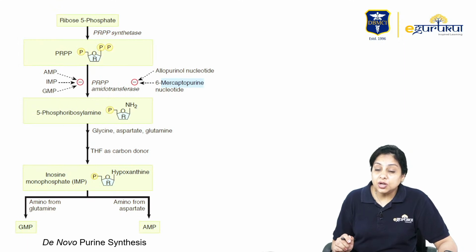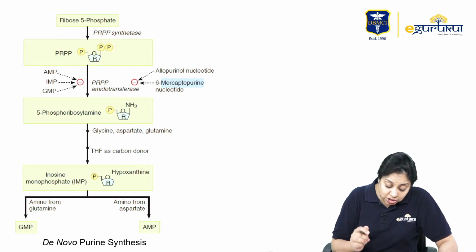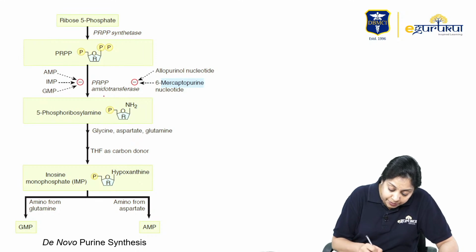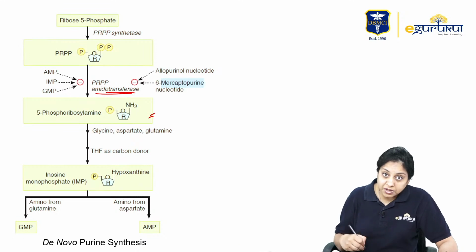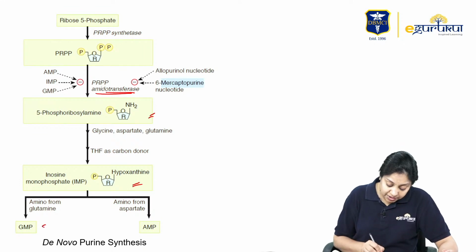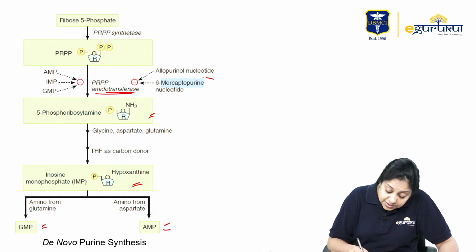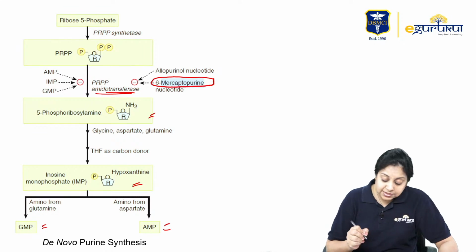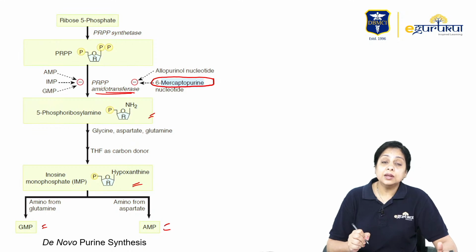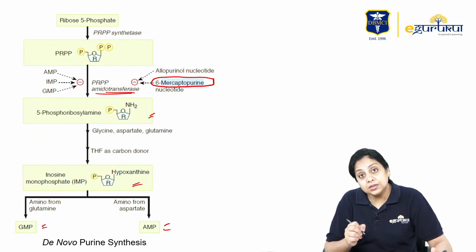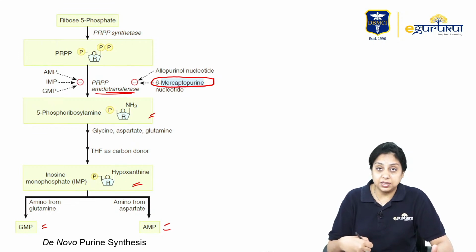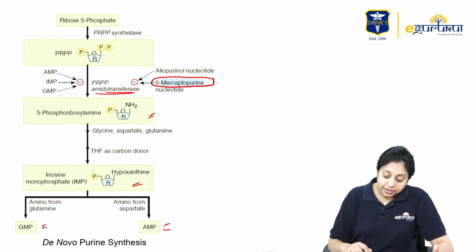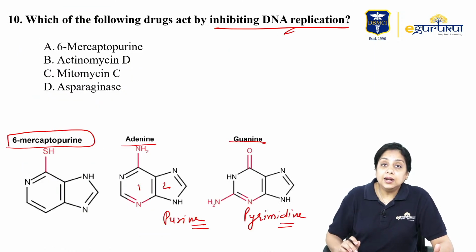So if we look at the purine synthesis, initially the PRPP amidotransferase makes the phosphoribosylamine, and there are so many steps going on. Finally, we make the hypoxanthine. From the hypoxanthine, we make the GMP and the AMP. So here this 6-mercaptopurine is converted into a nucleotide which seems similar to adenine or guanine, and it is getting incorporated. So it is affecting what? It is affecting the DNA replication.